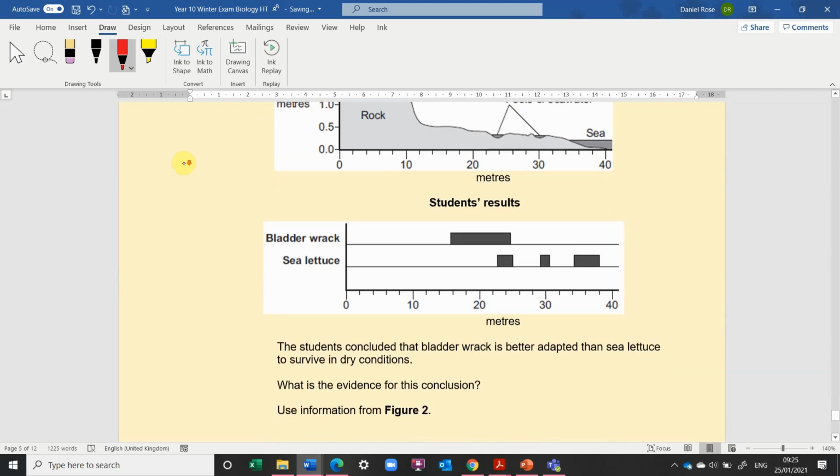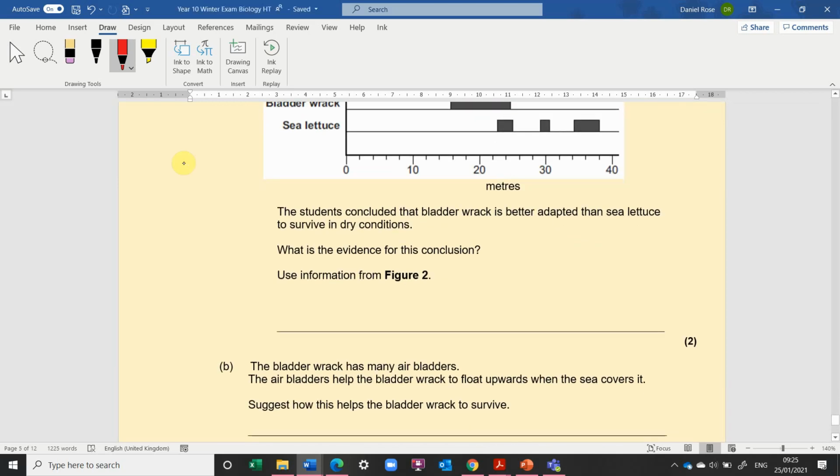Okay, students concluded that bladderwrack is better adapted than sea lettuce to survive in dry conditions. What's the evidence for this conclusion? So again, evidence means, and it says it twice, use figure 2. So it says that bladderwrack is better adapted than sea lettuce to be in dry conditions.